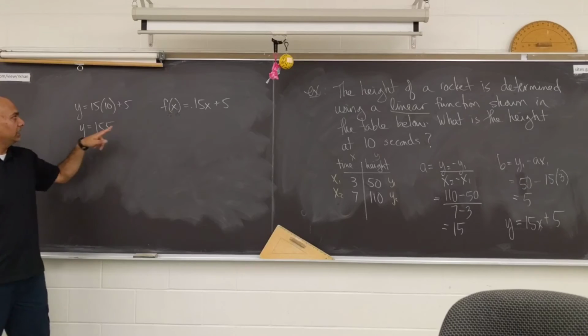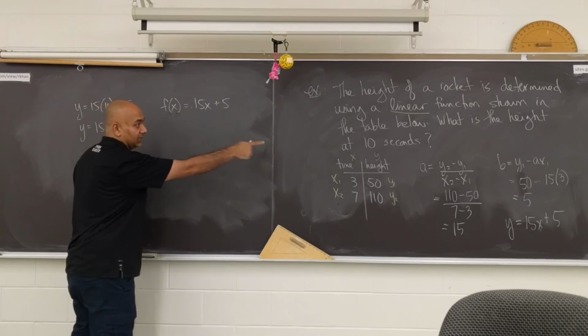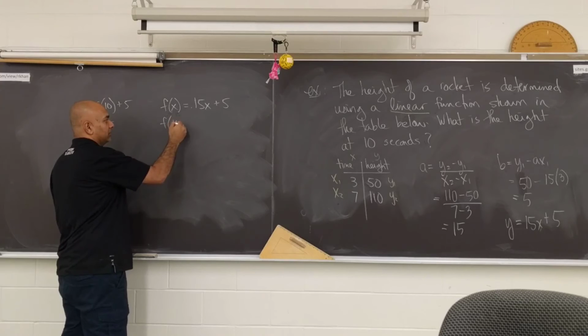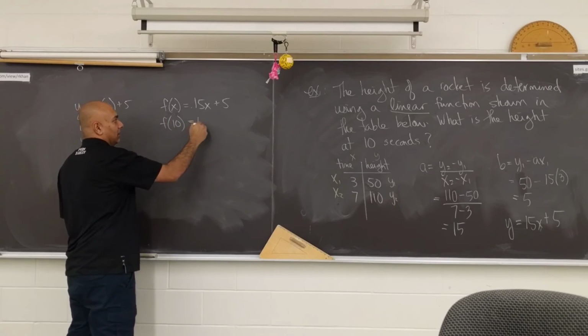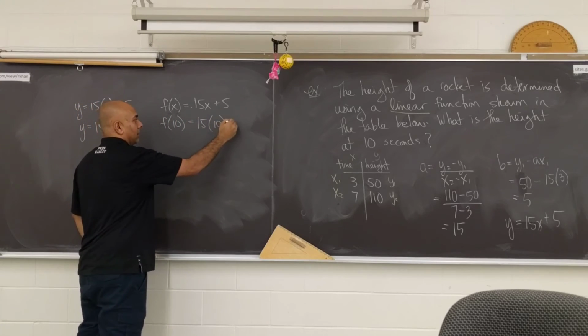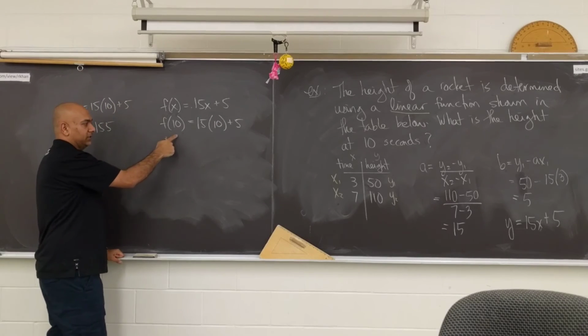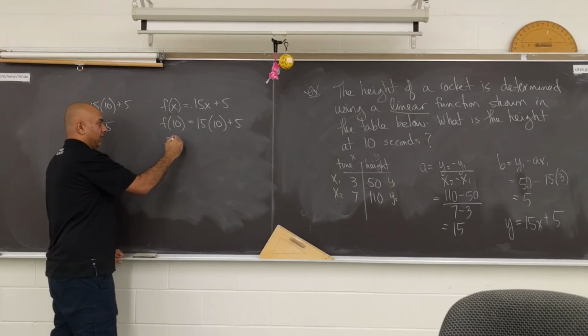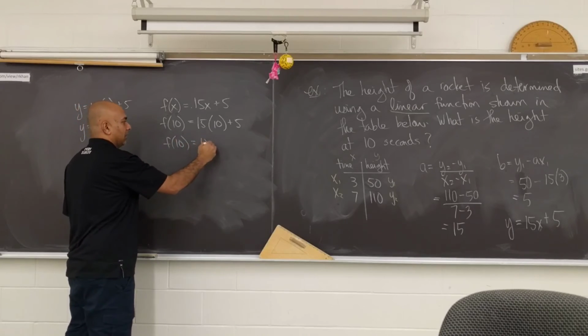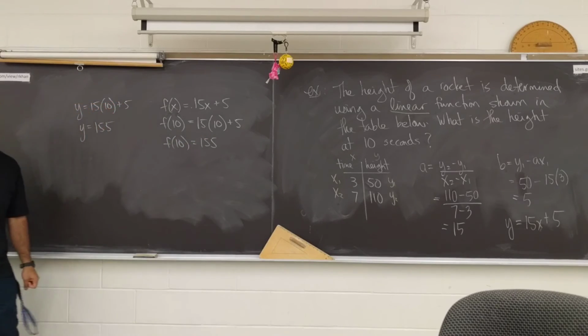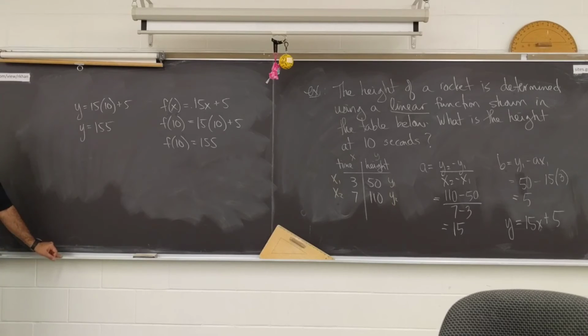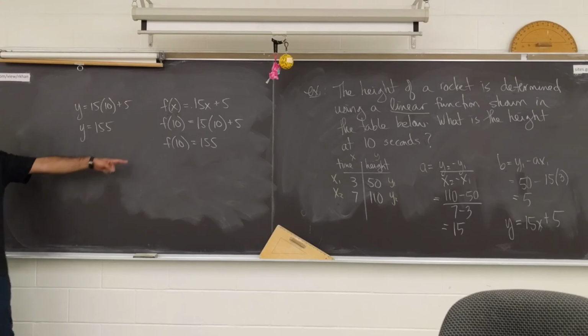The x that we're putting in is the 10 seconds, so I put 10 in for the x right there, and I'm not multiplying, this is just kind of a name, f of 10. I'd find f of 10 is equal to 155. I get the same answer. So why even bother? Does anyone see it? Why bother doing this if I could just do the other?